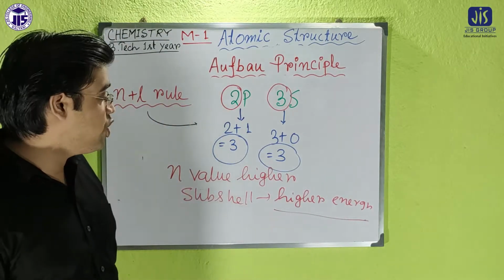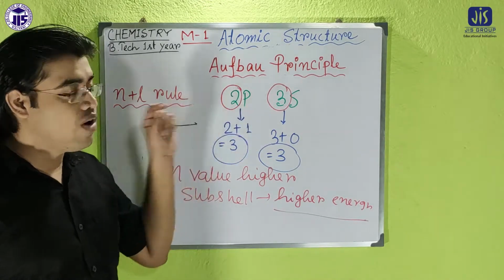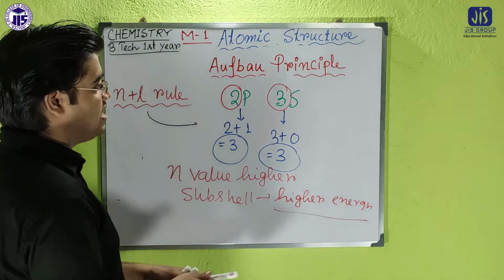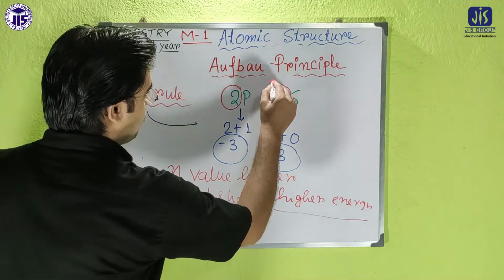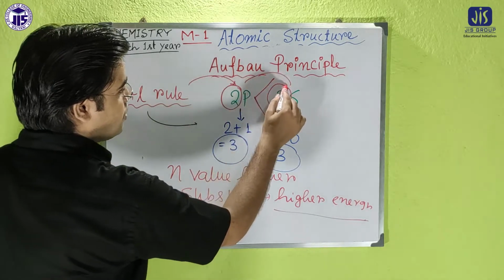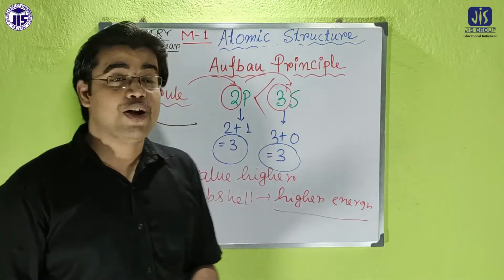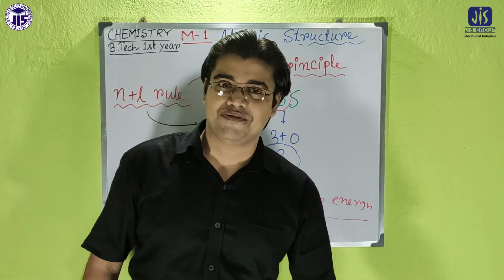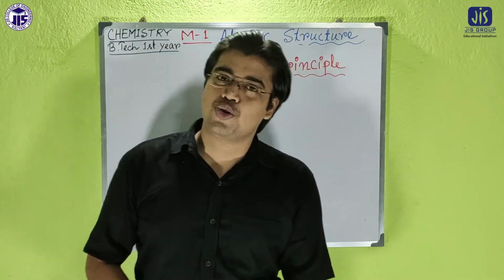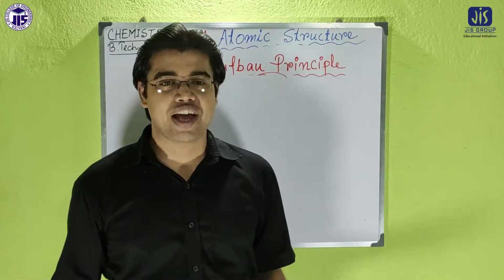And what is the theory? The theory is that we have to concentrate only on the n values. Where n value is higher, obviously that subshell has the higher energy, and in that way we can conclude that at first electron will go to the 2p, then 3s, as the 3s has the higher energy than the 2p subshell. Okay, there is another way by which we can also determine the energy order of the subshells.